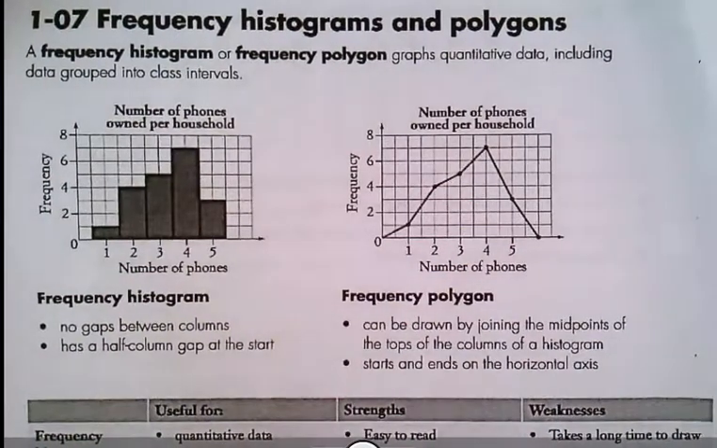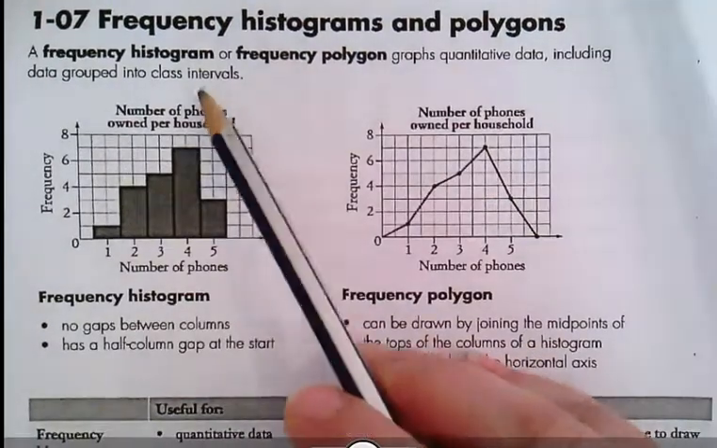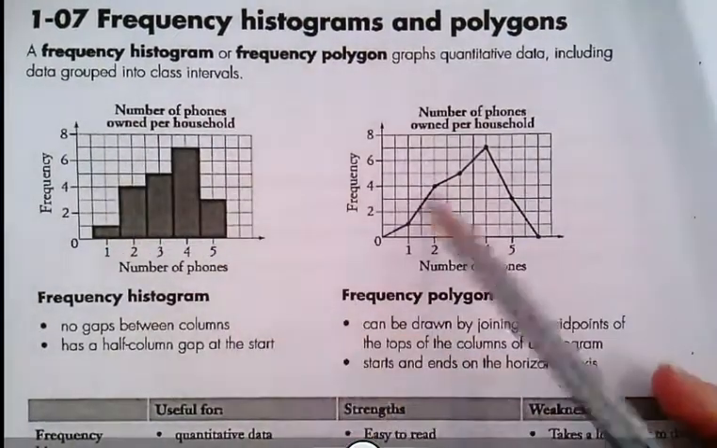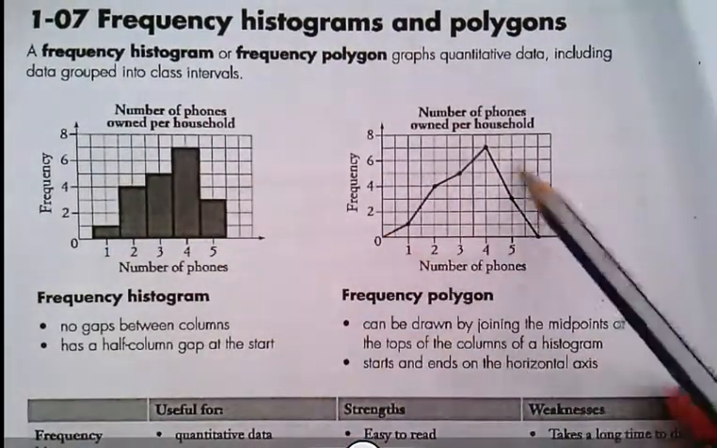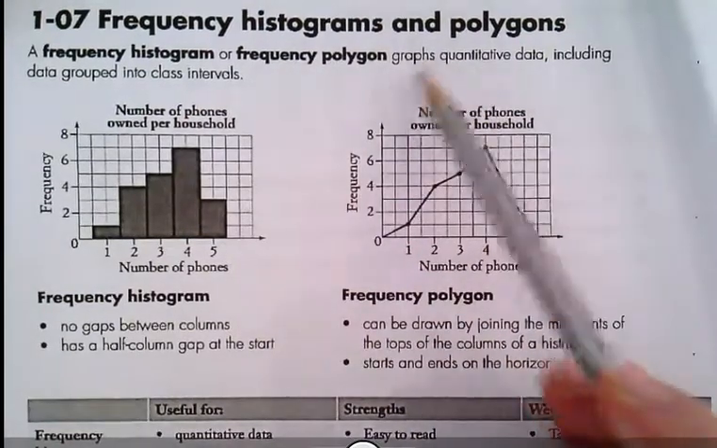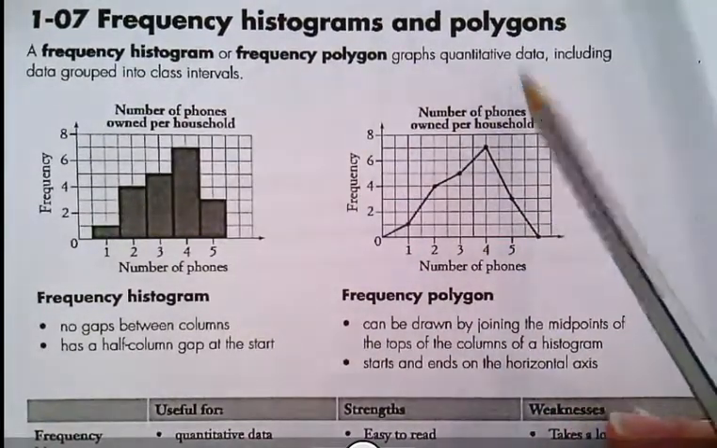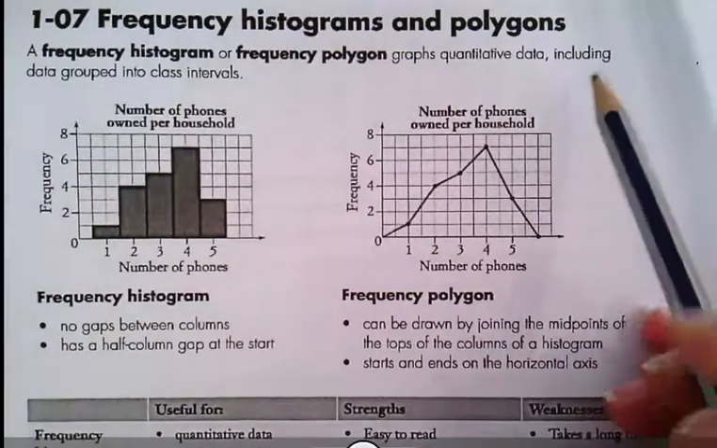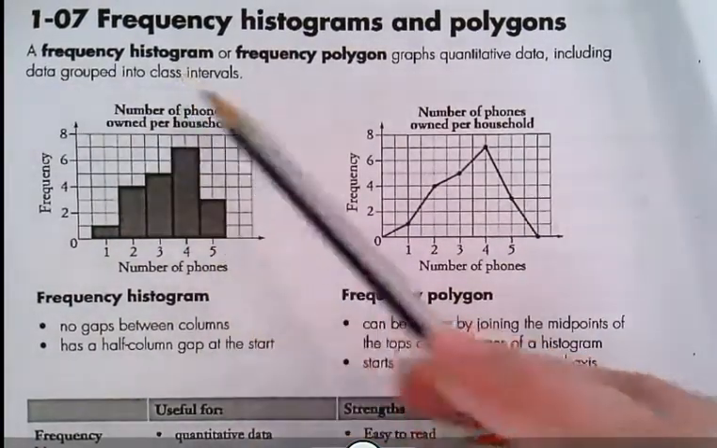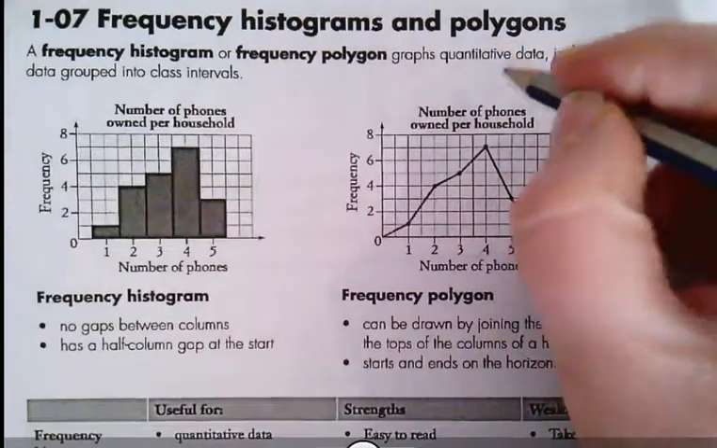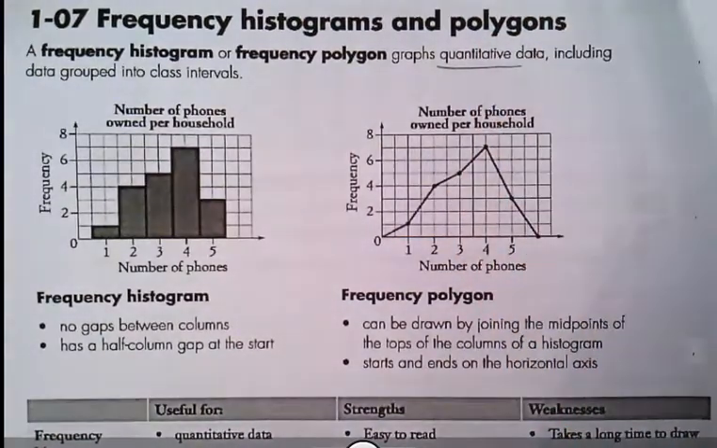Exercise 107, frequency histograms and polygons. A frequency histogram, that's the histogram there, and this is the polygon, which looks like a line graph. They graph quantitative data, including data that is grouped into class intervals. So quantitative data, not categorical data.